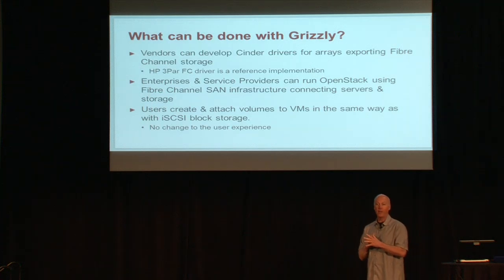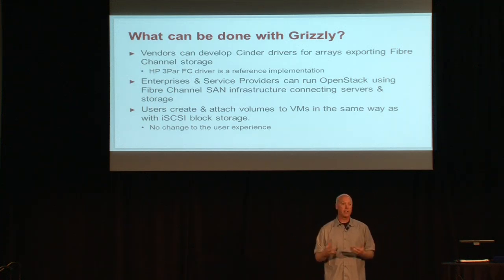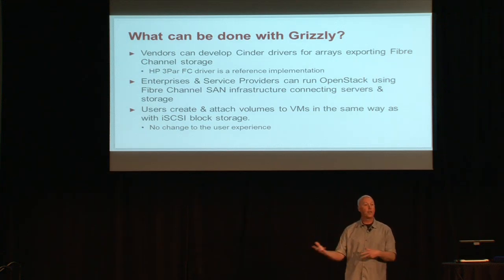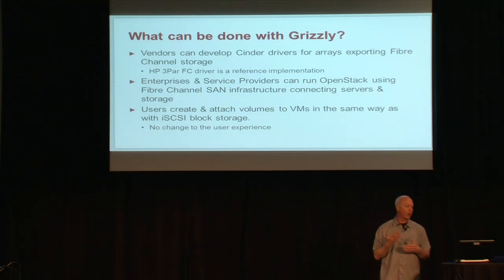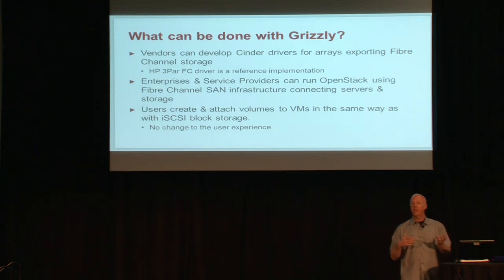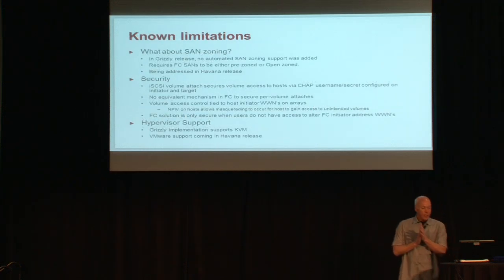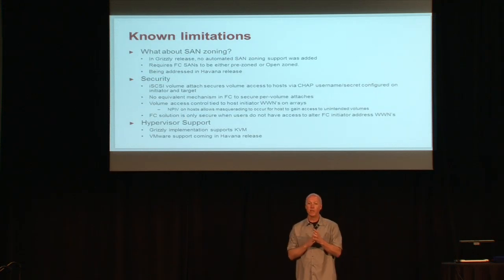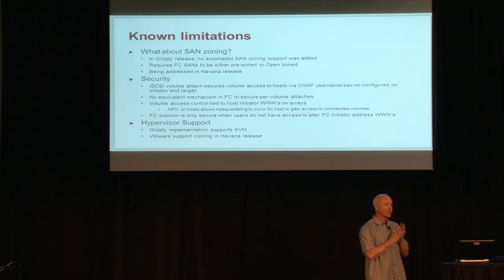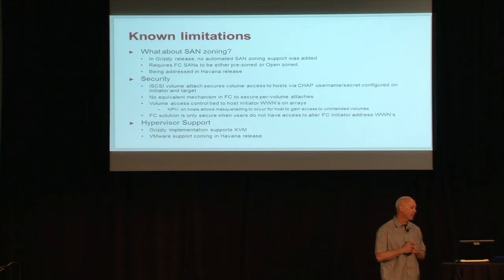From a user perspective, the nice thing is that, as you would expect, this is completely transparent to users, whether they are using iSCSI storage or Fibre Channel storage. They use the Cinder operations to do create, delete, attach, detach, snap, all those things. And it happens whether the infrastructure is using iSCSI or Fibre Channel; it's really transparent to them. So that's goodness there. So, known limitations. There are some things to keep in mind if you are building out an environment using this Fibre Channel work that we've done.